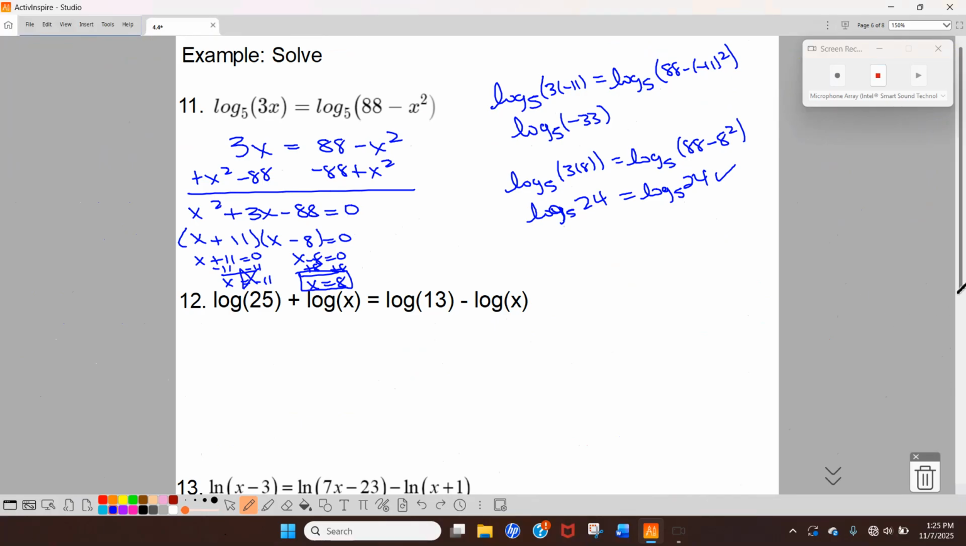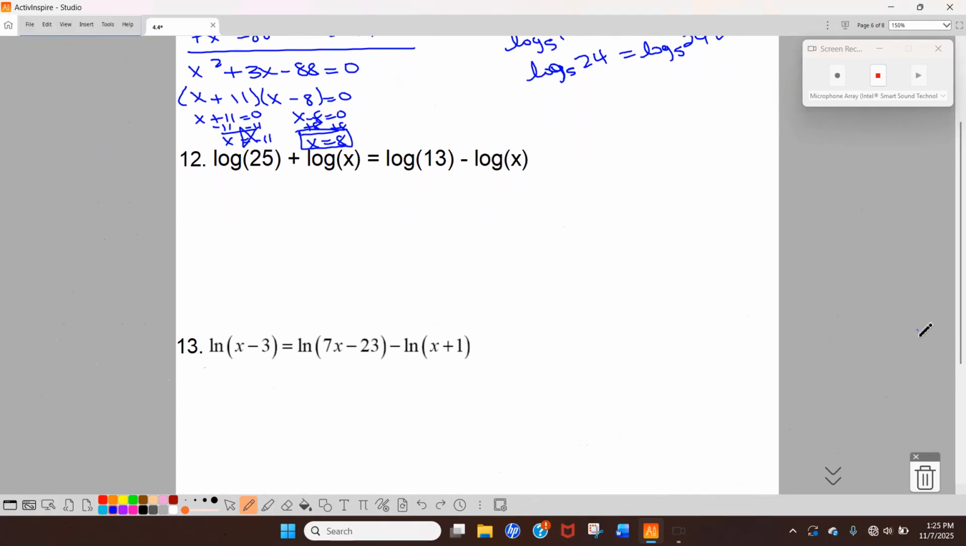All right, number 12, we need to condense on both sides of the equal sign. So here they're being added, so we will multiply. So this will become log of 25x. Over here, they're being subtracted, so we will divide. It'll become log of 13 divided by x. So now we can ignore the logs. 25x is equal to 13 divided by x.